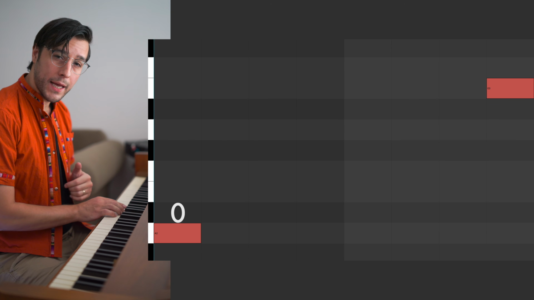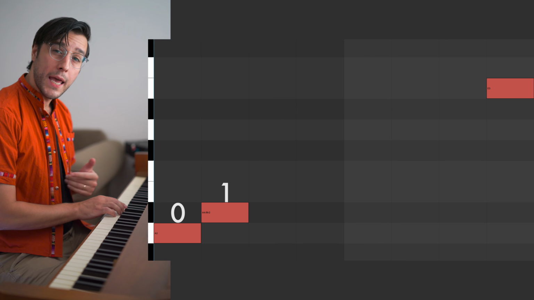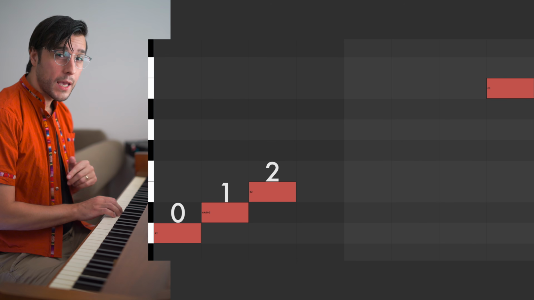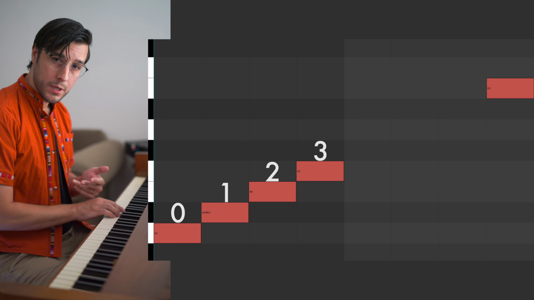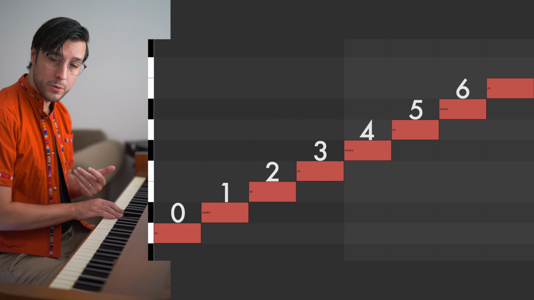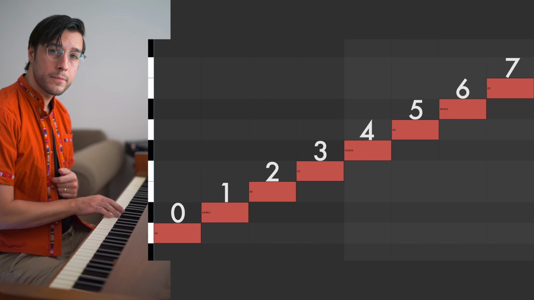A to B flat is 1 semitone. A to B is 2 semitones. A to C, 3 semitones. A to C sharp, 4 semitones. A to D, 5 semitones. A to D sharp, 6 semitones. And A to E is 7 semitones.